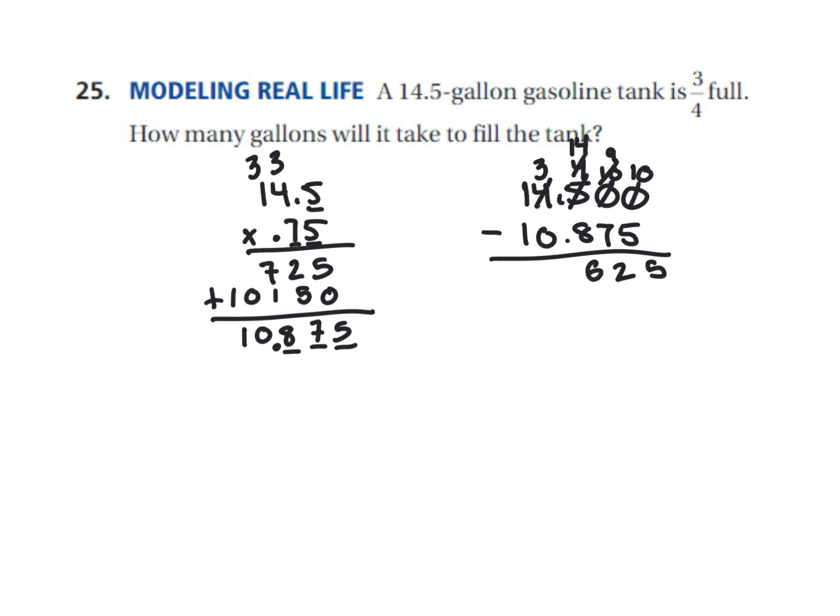14 minus 8 is 6. 3 minus 0 is 3. And 1 minus 1 is 0. So we need 3.625 more gallons in order to fill the tank.